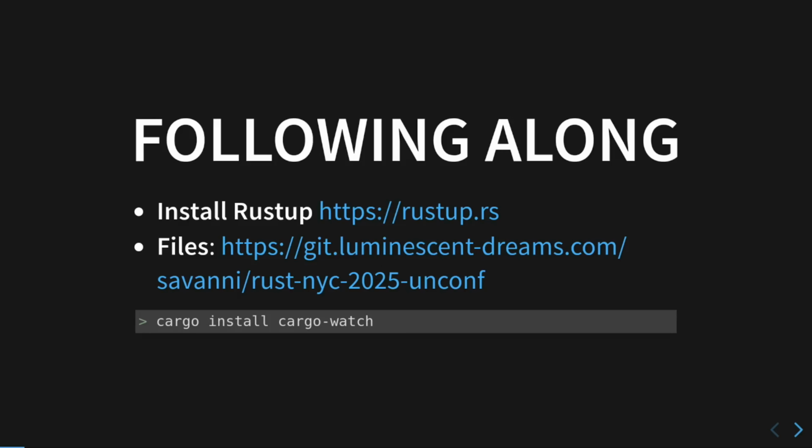Once you've done that, you can then clone the repository listed here, git.luminescent-streams.com, Rust NYC 2025 Unconf. If you are running on Linux, installing Rust is pretty easy. If you are using the Nix package manager or NixOS, you don't even need to install anything. You just need to use the flake.nix that is available there in the repository.